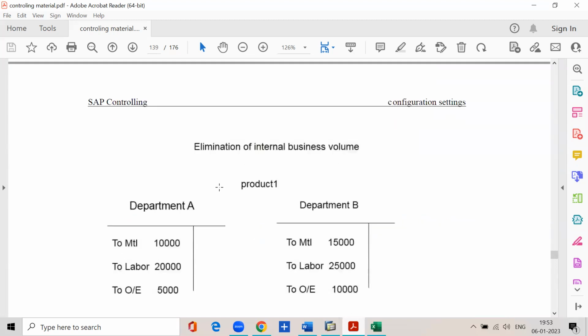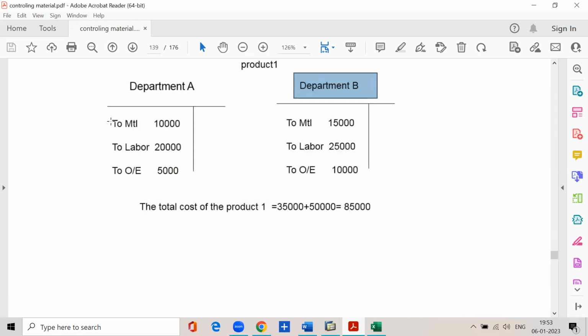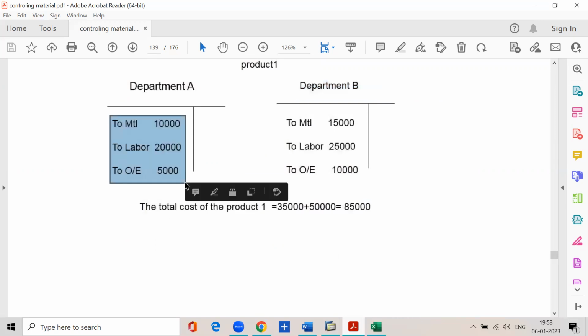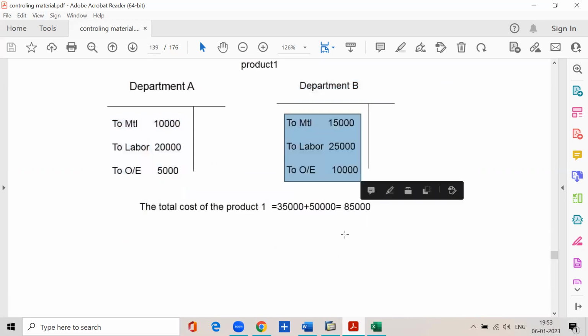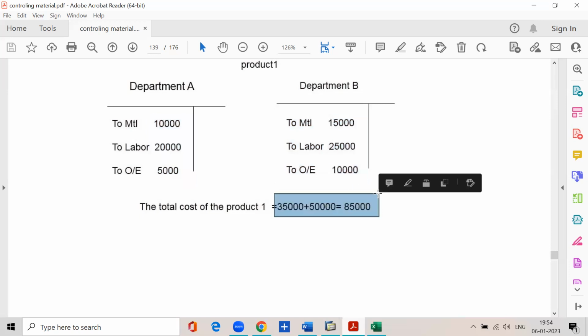Means what? See, we have the product one. This product one is passing through Department A and Department B cost centers. Then in the month of January, these are the expenses that have been posted to Department A, and these are the expenses that have been posted to Department B. As I told you, this product one is passing through these two departments. In that case, the total cost of these two departments will be the total cost of this product. So what is the Department A cost? 35,000, and Department B cost 50,000. So the total cost of the product is 85,000. Till now it's clear?